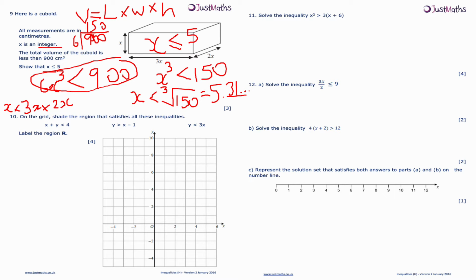This is question number 10. On the grid, shade the region that satisfies all these inequalities. Label the region R. Okay, so we've got the line x plus y is less than 4. So let's just rearrange this. If it's minus x on both sides, I get that y is less than minus x plus 4 or 4 minus x, okay? So that's going to look something like this, okay, roughly.